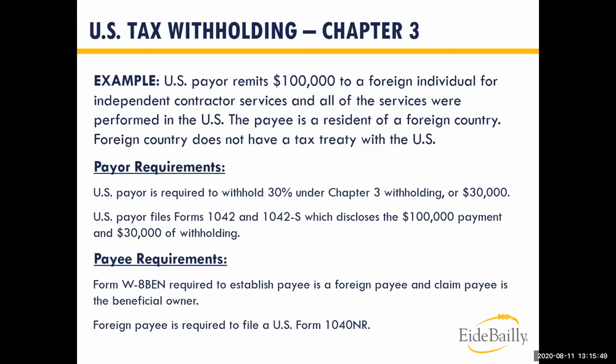Then what happens is the person receiving the payment is going to provide that W-8BEN to you because it's an individual. There's another form for a company, which is the W-8BEN-E. And that would establish that they are a foreign person. And then they would be required to file a Form 1040-NR in the US.